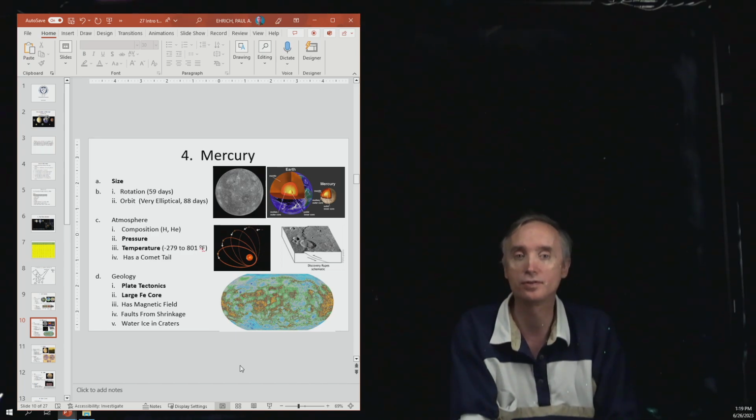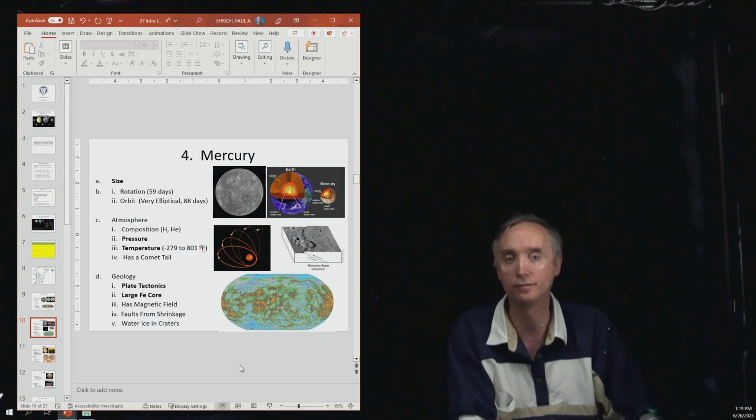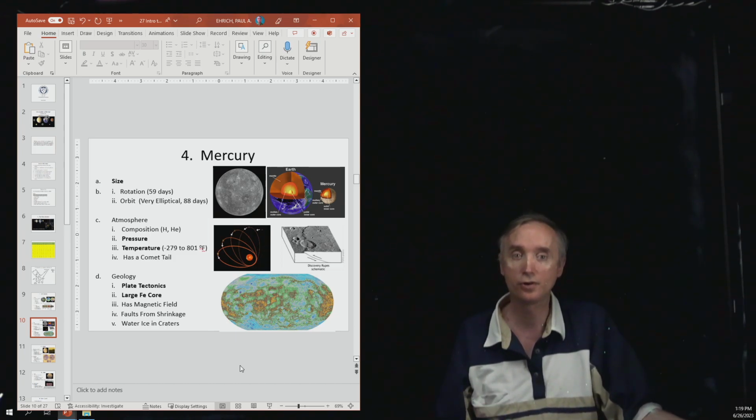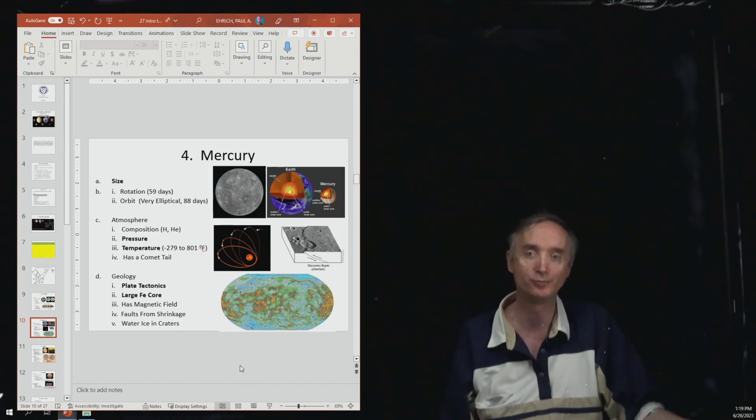The picture that is to the far right shows you what the inside of Mercury looks like, and you'll notice it has a very large iron core. The solid iron core inside of Mercury is even larger than the solid iron core that's inside the Earth. And we'll talk about that in just a moment.